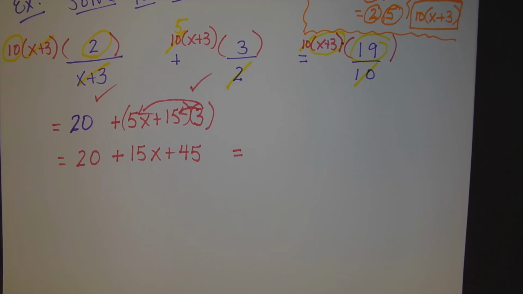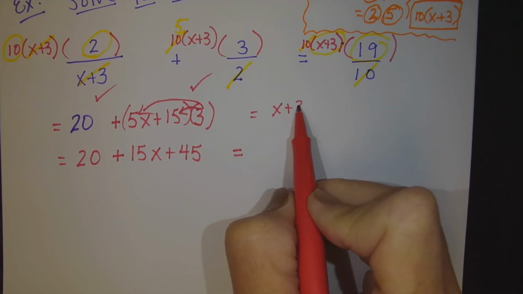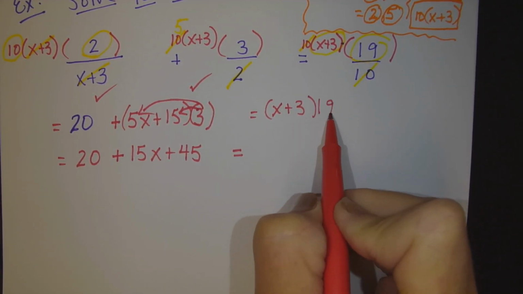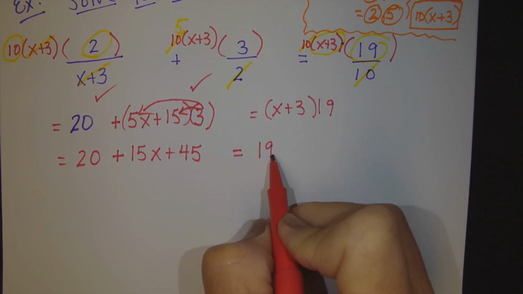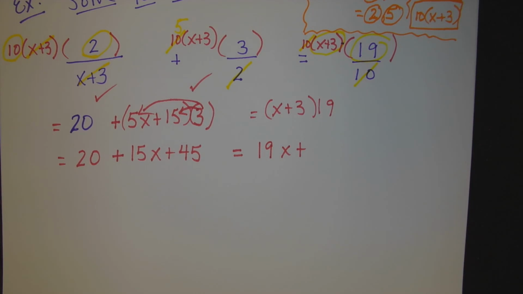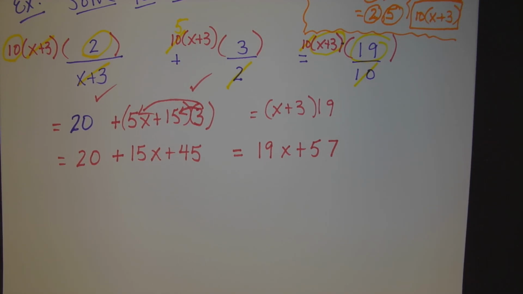19 times x plus 3. That's a weird number, but it was in the problem. So you have 19x plus, what's 3 times 19? 57. All right, now this is a simple multi-step algebra problem.